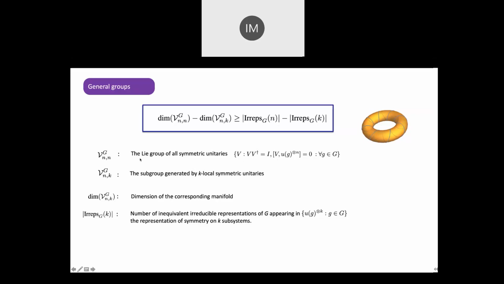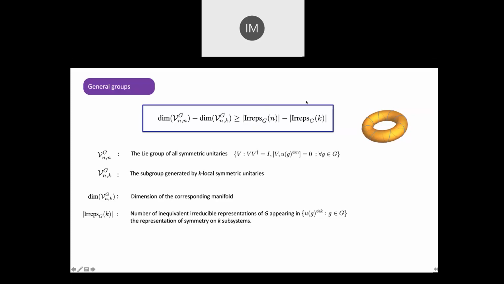And V_{n,k,G} is the subgroup generated by k local symmetric unitaries. And dim is the dimension of the group; in other words, it's the number of real parameters that I need to specify a general group element. So this bound says that the difference between the dimensions of all symmetric unitaries for a group G and the subgroup generated by k local symmetric unitaries is lower bounded by this quantity. What is this quantity? Irreps of G on k is the number of inequivalent irreducible representations of G that appear in U_G tensor k. In other words, the number of inequivalent irreps of G that appear on k subsystems. So this is the number of irreps that appear on n subsystems minus the number of irreps that appear on k subsystems.